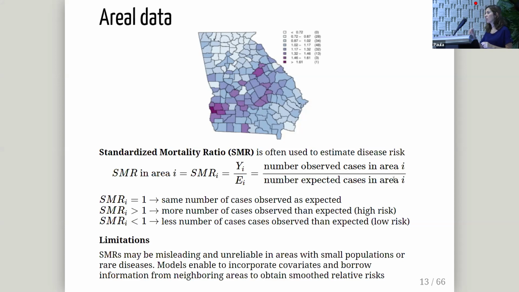So imagine, for example, we have a municipality with very few people, and we have 0 cases. We will say that the risk is 0, which is not true. Or maybe if we have 1 or 2 cases, we will be dividing by a very small number, and we will get very extreme estimates of risk. So this is very misleading, and instead of doing this, we fit models that enable us to incorporate covariates and to borrow information from neighboring areas to obtain smooth relative risks.